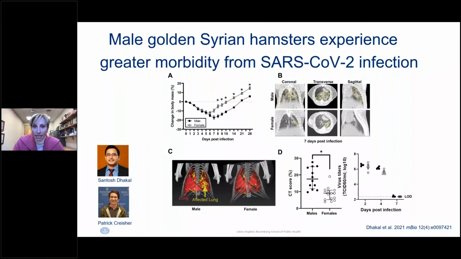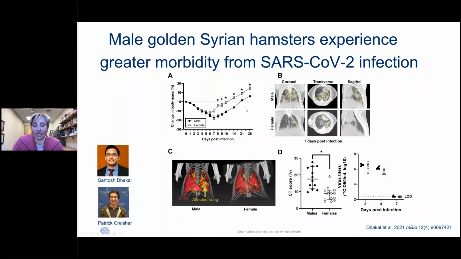So to test this hypothesis, we go back to the bench, back to our animal models. Using golden Syrian hamsters, which are a wonderful model in that they are susceptible to clinical isolates of SARS-CoV-2, neither the animal nor the virus needs to be manipulated. When we gave intranasal inoculation with the initial Wuhan strain of SARS-CoV-2, males the closed symbols, females the open symbols, we observed that males got sicker.